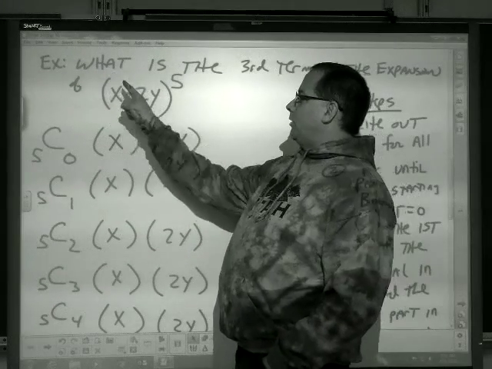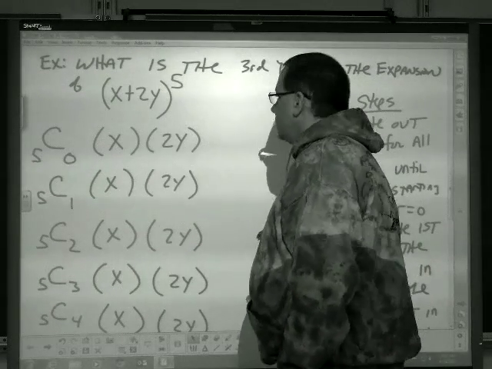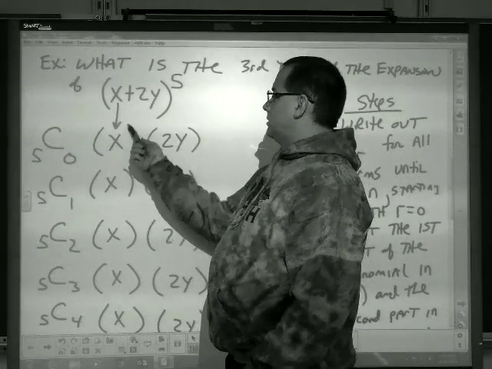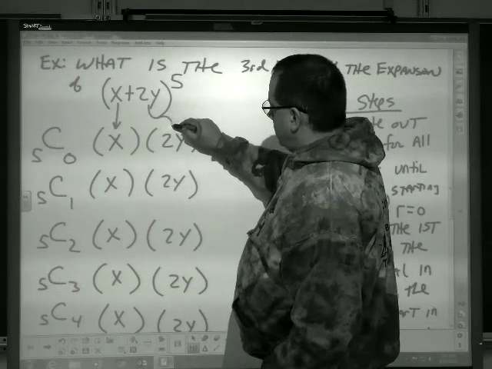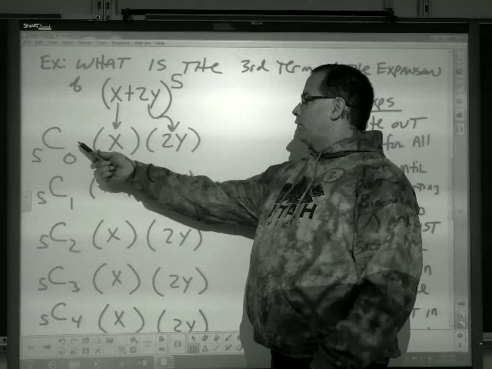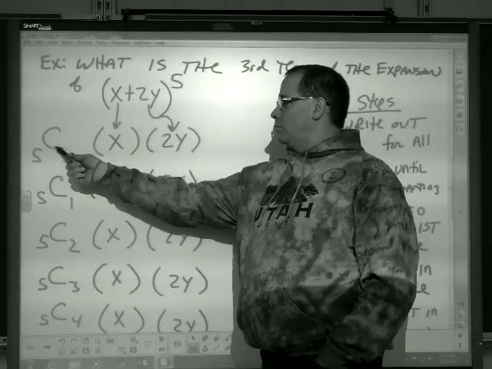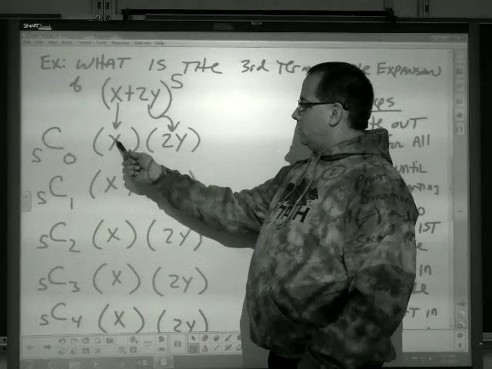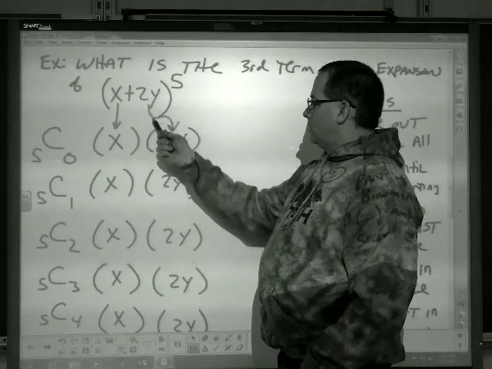Here's the first part of the binomial. This is going to go right here in its own set of parentheses. Second part, right here in its own set of parentheses. And so for every single one of these nCr pieces, you're going to put a set of parentheses with the first part, a set of parentheses with the second part.